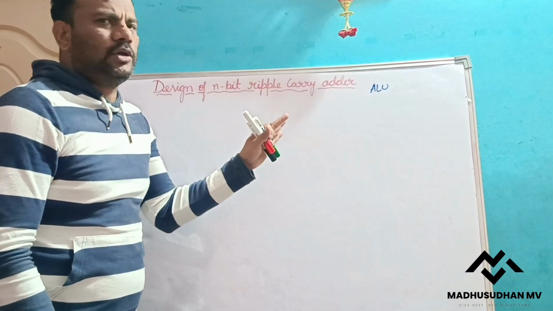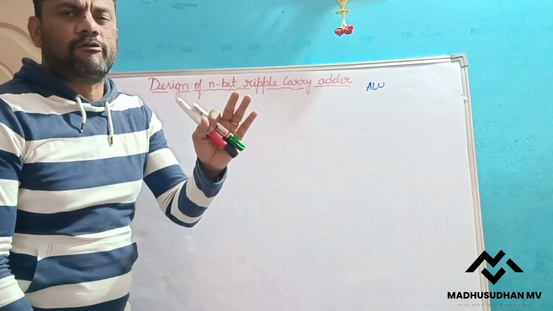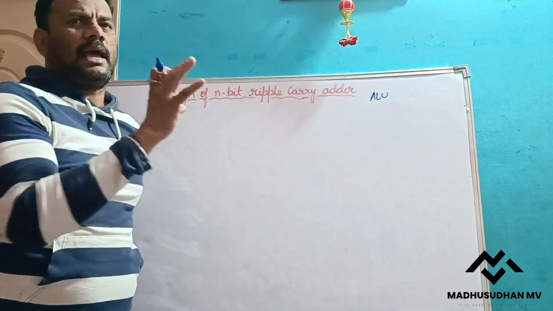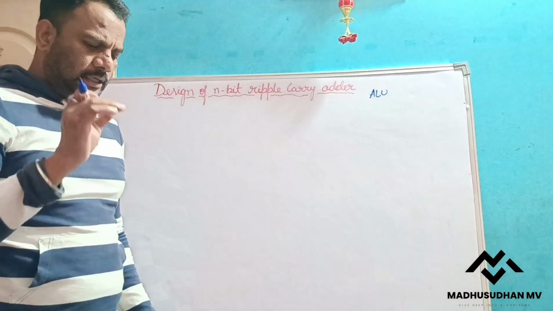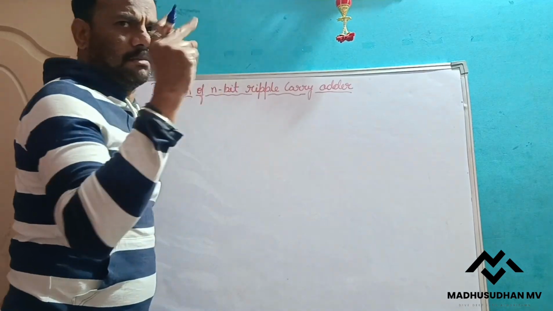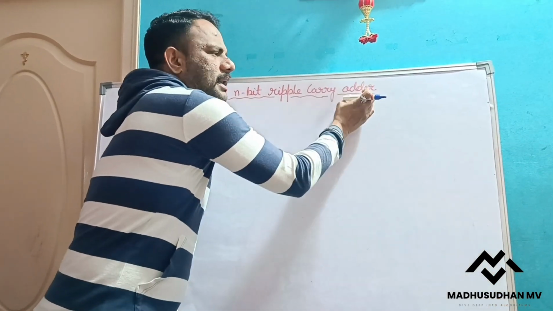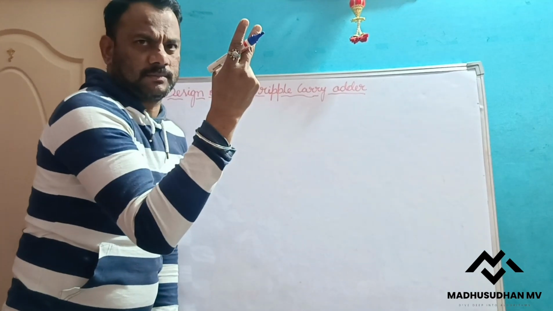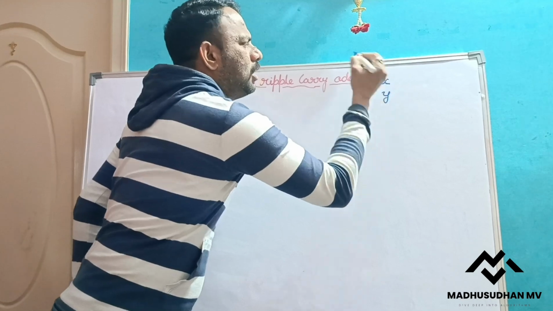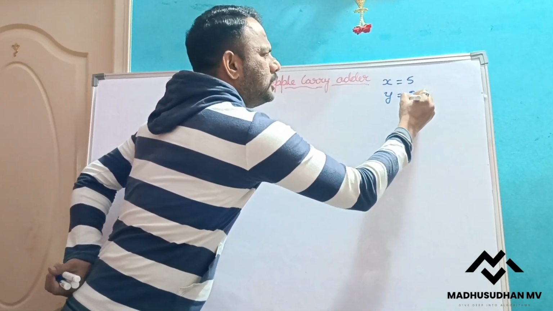Now, in this video, I am going to explain how our ALU performs the addition operation, especially a simple ripple carry adder. Okay. Before going to that, let us take one simple example. Let us take two numbers I want to add. What do you mean by adder? An adder is a circuit which adds two numbers. Let us take one number called x and another number called y. I am taking x is equal to 5, y is equal to 2.